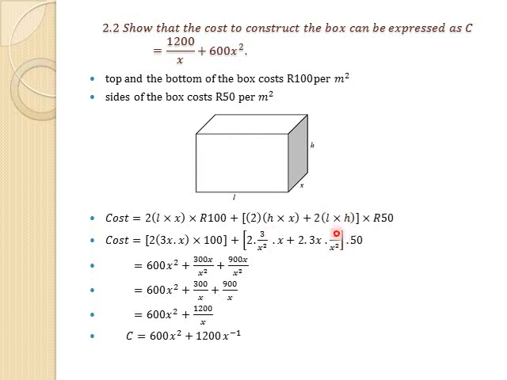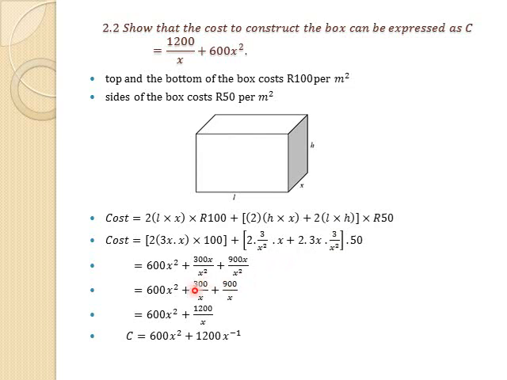Remember, the height we solved in the previous problem was 3 over x squared. So 2 times 3 gives me 6, x times x is x squared, but 6 times 100 gives me 600x squared. 2 times 3 gives me 6, 6 times 50 gives me 300, and I have x over x squared. 2 times 3 gives me 6, 6 times 3 gives me 18, 18 times 50 gives me 900x over x squared.